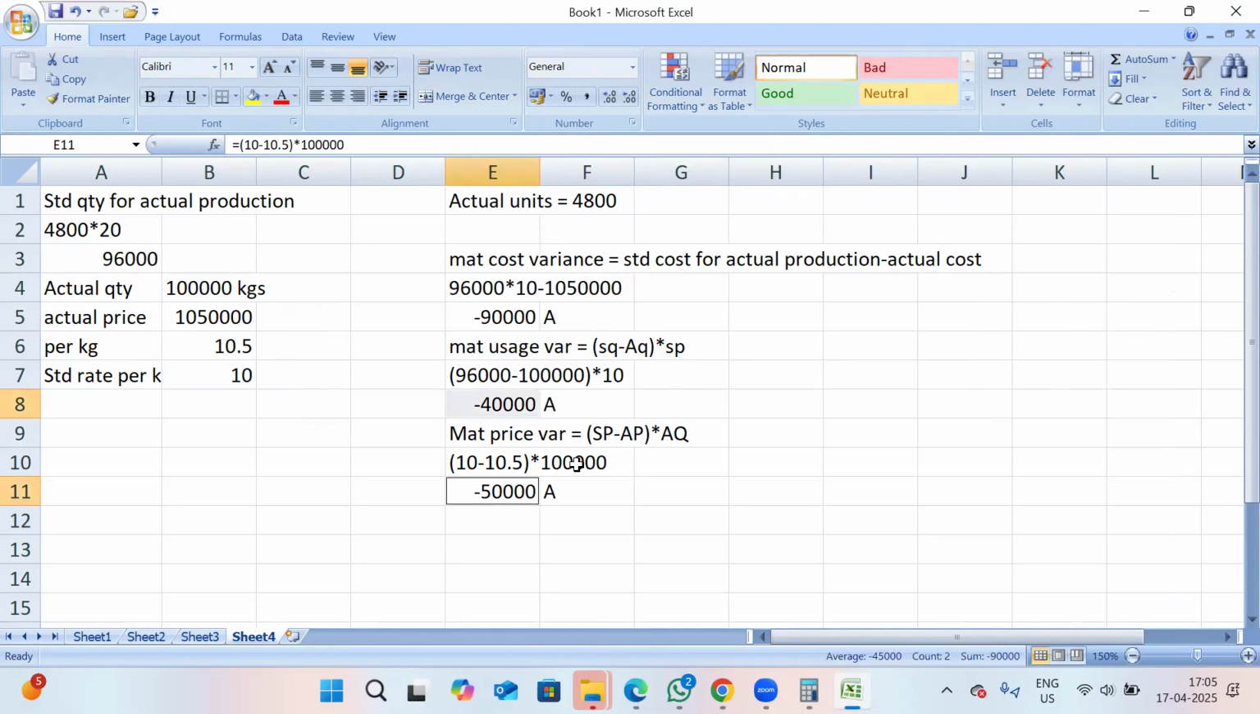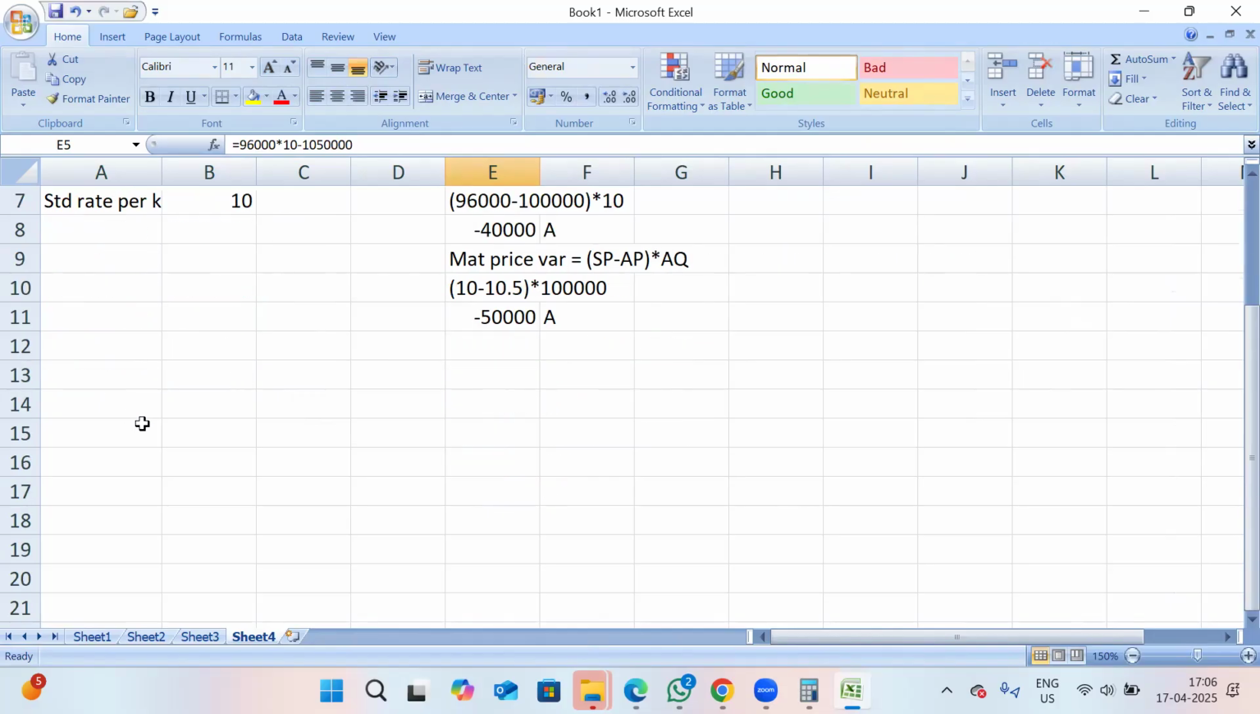So we can cross verify the 40,000 and the 50,000. I will get 90,000 adverse in total. That should match with my cost variance. If it is not matching, we have made some clerical errors, so we can rectify them. Here it is matching, 40 and 50, so 90,000 adverse. So this is regarding material variances. We have completed material variances.